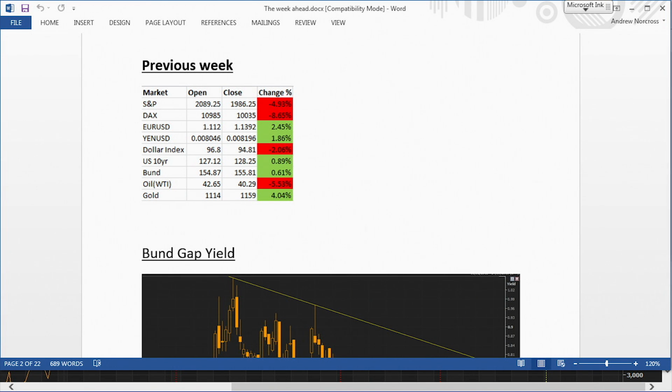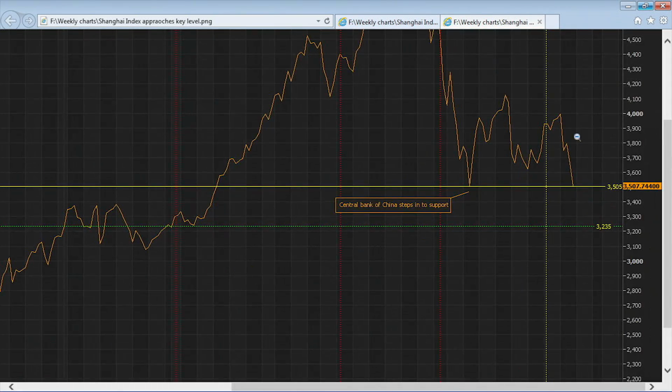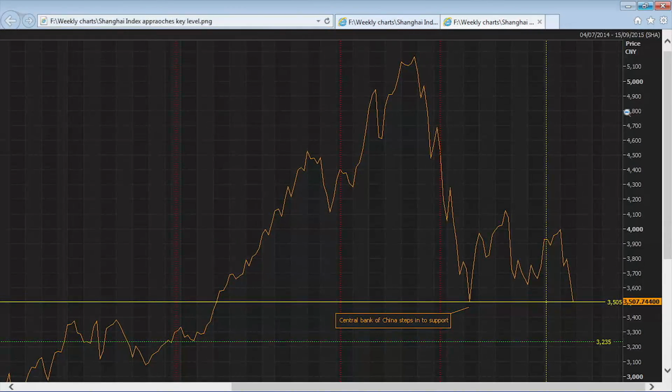Let's then turn our attention and go through our key markets on the move. And the first one is the Shanghai Index. Now, the reason I spoke about this quite extensively on the Friday wrap-up was because we're approaching this 3507, 3505 area, which is where the Central Bank of China stepped in fundamentally to support the market. They stepped in with measures where some of these state-owned companies would not sell their own shares. And we've then also seen them devalue the yuan, and in essence, all we've seen is, again, a continuation.